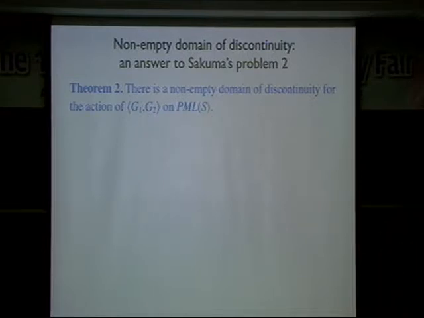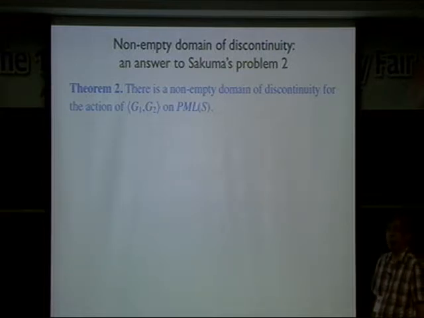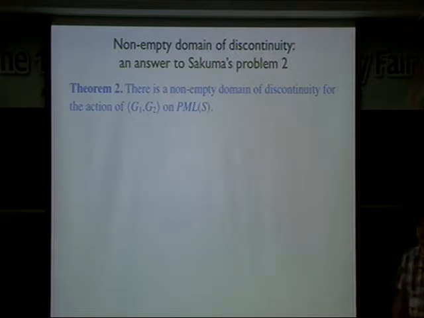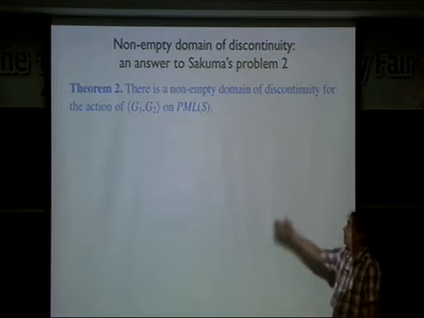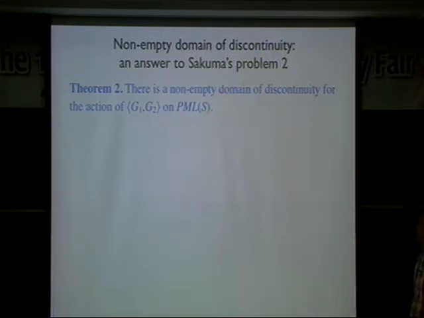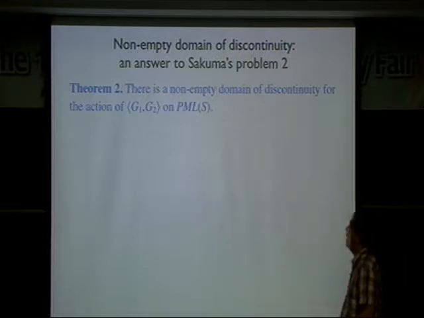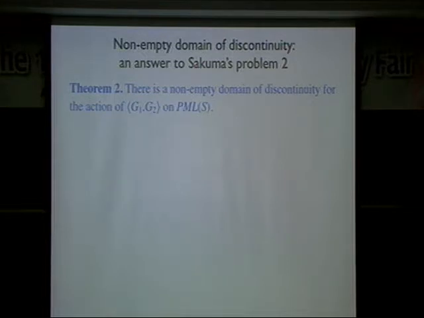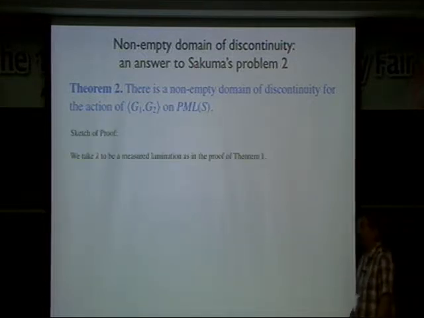What problem 2 asks is whether there is a non-empty domain of discontinuity of the action of the group generated by G1 and G2. So the theorem says that actually there is. There is a non-empty domain of discontinuity of the action of the group generated by G1 and G2 on projective lamination space. Okay, and let me sketch the proof again.